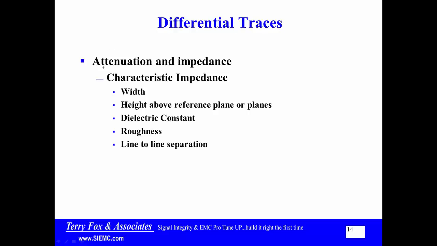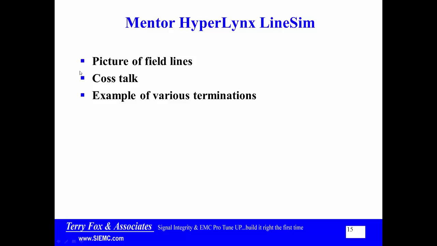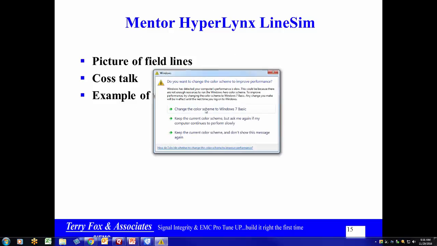So what we're going to do is I'm going to switch over and go into hyperlinks, and I will show you some things about attenuation, impedance, characteristics of the impedance, how the width, the height, dielectric constant, roughness, line separation, etc., how these things affect the various characteristics of a differential trace. So we will go through some of those things right now.